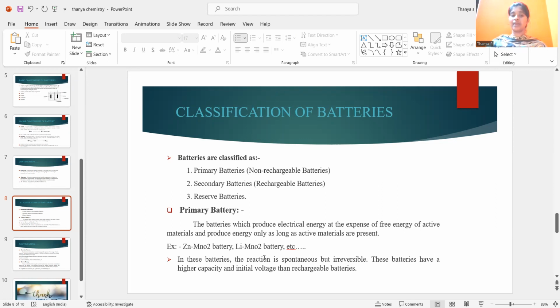So in this primary battery, the energy is produced only when the free energy is available, and it stays only as long as active materials are present. Examples are Zn-MnO2 battery, Li-MnO2 battery, etc. In these batteries, the reaction is spontaneous but irreversible. These batteries have a higher capacity and initial voltage than rechargeable batteries.